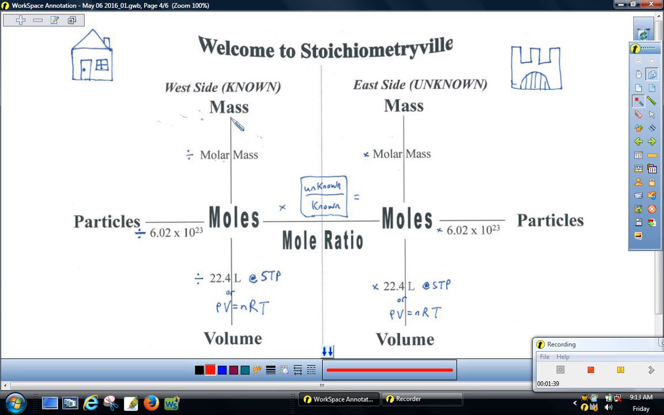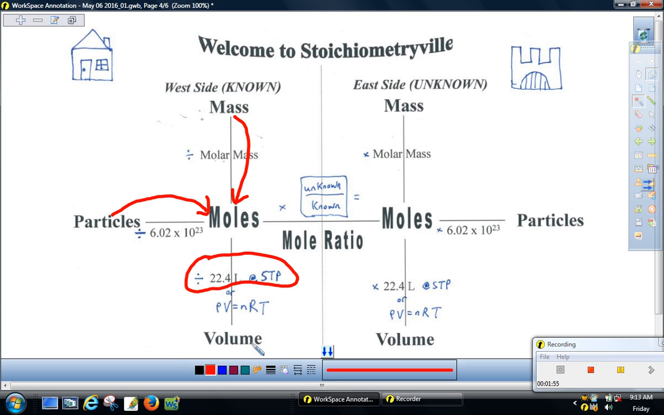Up to this point, we've been starting with mass, dividing by the molar mass to get moles, or starting with the number of particles, dividing by Avogadro's number to convert into moles. But now, we're going to take a look at this. So if you're at STP and you start out with the volume of a gas, we can divide the volume of a gas by 22.4 liters per mole to convert into moles.